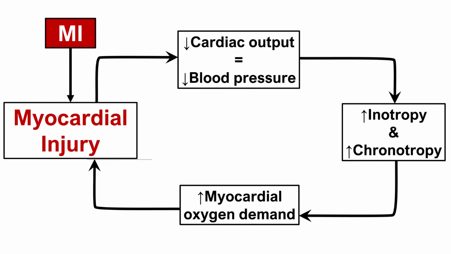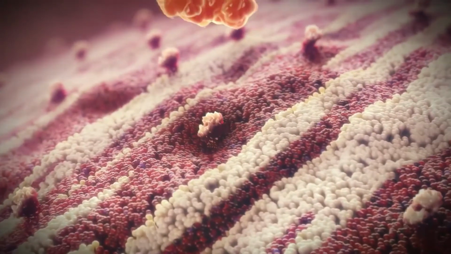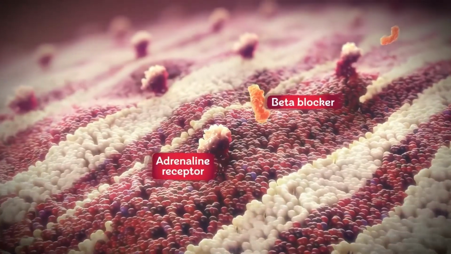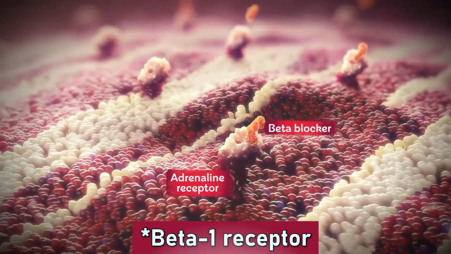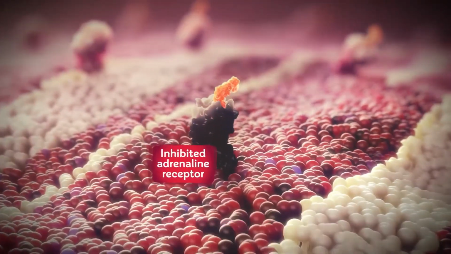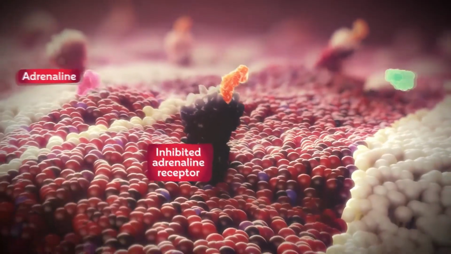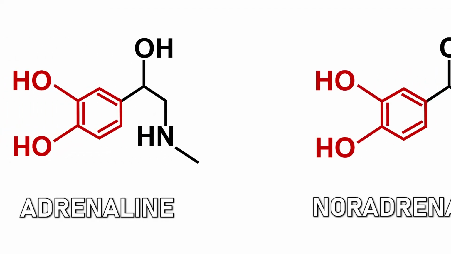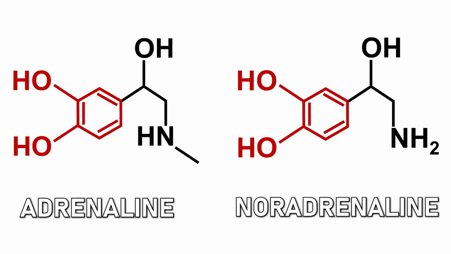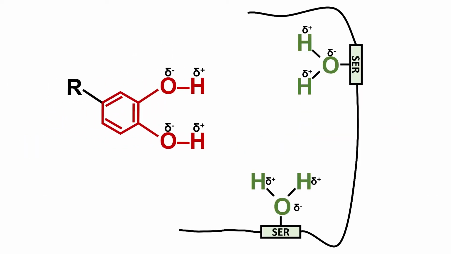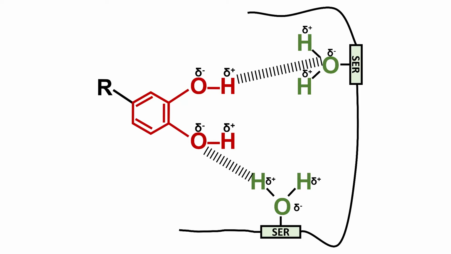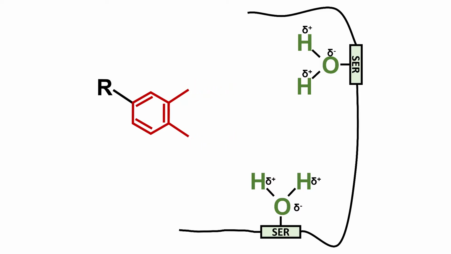The main class of cardioinhibitors we give are called beta blockers. These are drugs that inhibit beta-1 receptors in the heart. These receptors respond to noradrenaline and adrenaline to increase inotropy and chronotropy. Both adrenaline and noradrenaline contain an aromatic ring with 2 phenol groups. These make hydrogen bonds with 2 serine amino acids in the active site. All beta blockers contain this aromatic ring to fit into the active site, but without the phenol groups, thus avoiding activation.